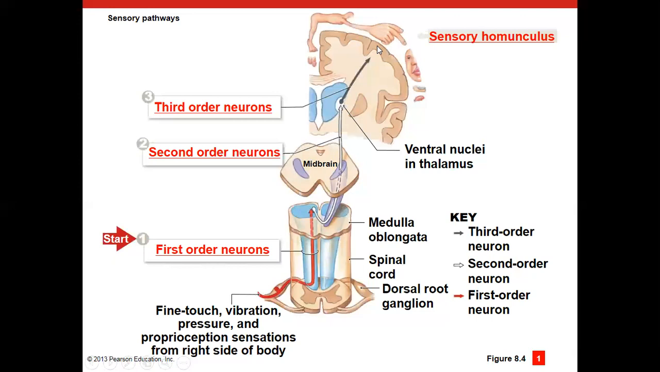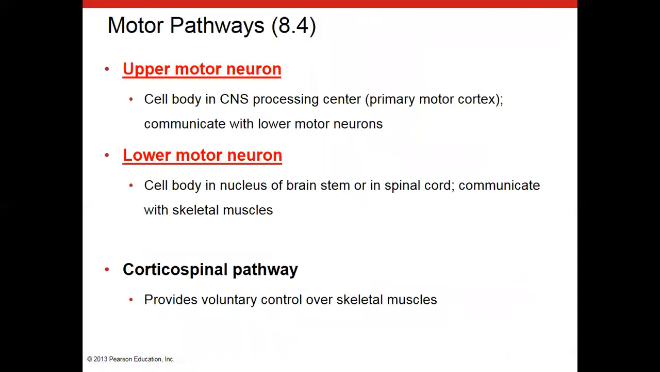Remember that primary sensory cortex is in the cerebral cortex. It's on the post-central gyrus. And there's a term here called the sensory homunculus. So hang on to that word. We'll come back and talk about what a homunculus is. And it's a weird word.